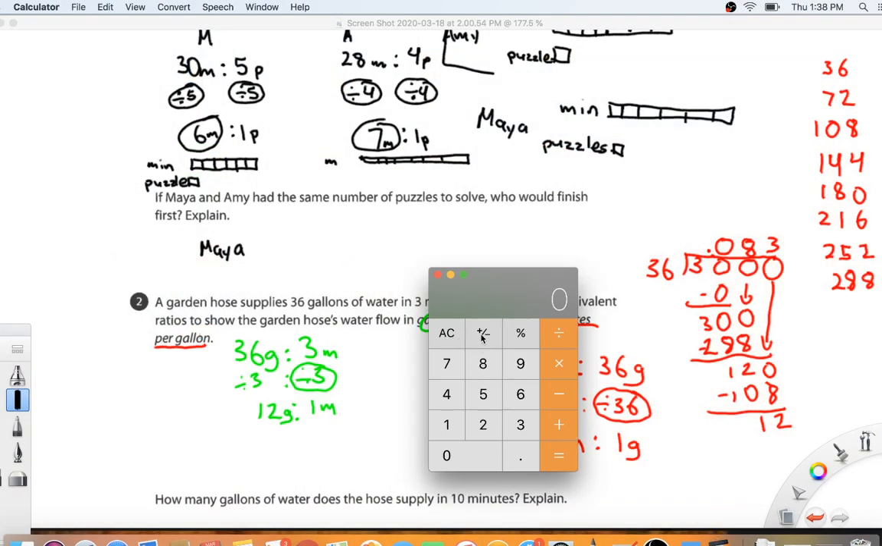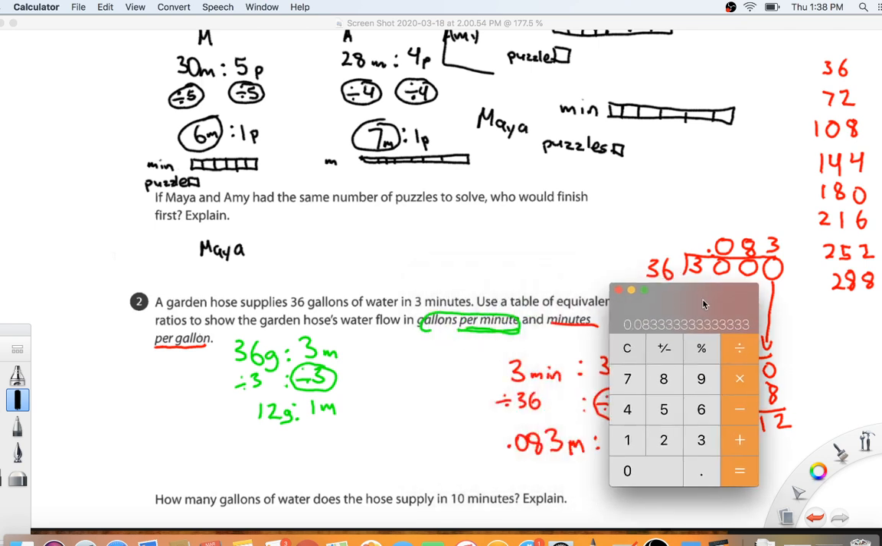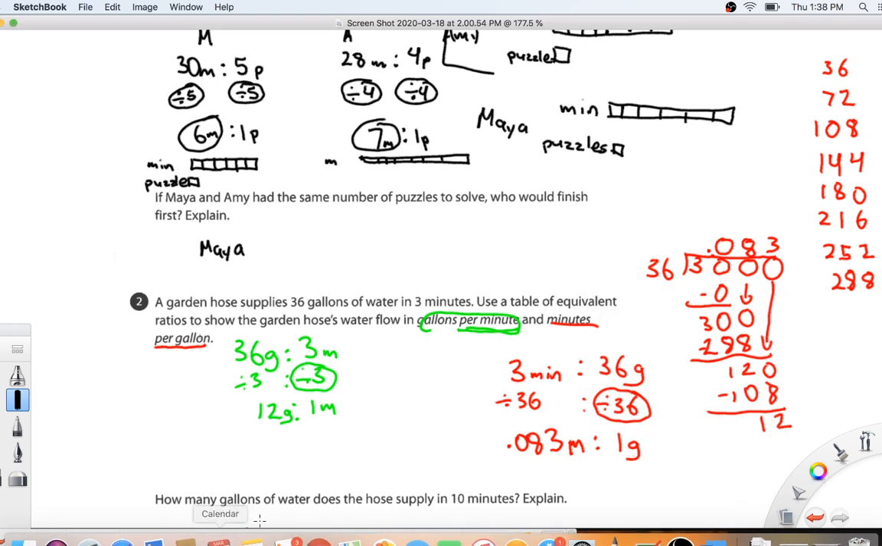So we would do 3 divided by 36, and then multiply that by 60. That's how many seconds. So that means it's 5 seconds. So every 5 seconds, it's 1 gallon. Man, it's been a while since we've done this. But we have to leave it in minutes because it says minutes per gallon. It doesn't say seconds per gallon, so we can't change that.